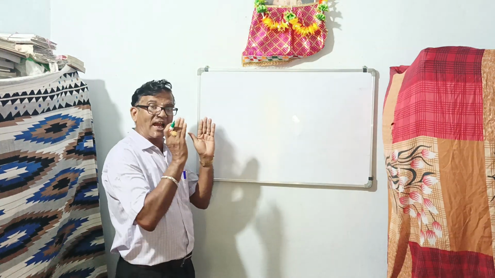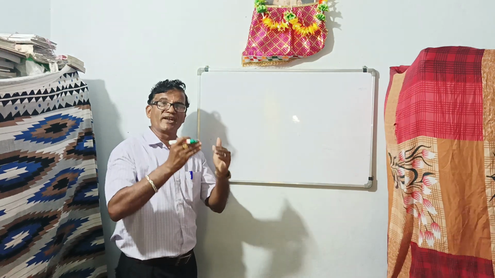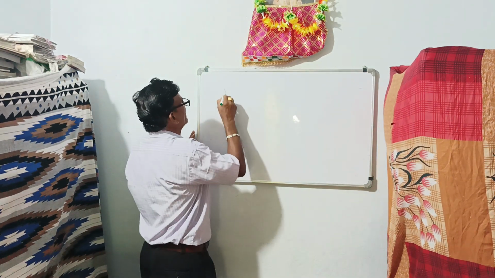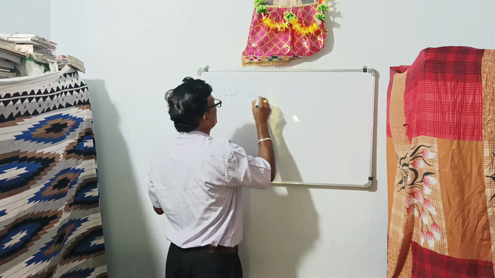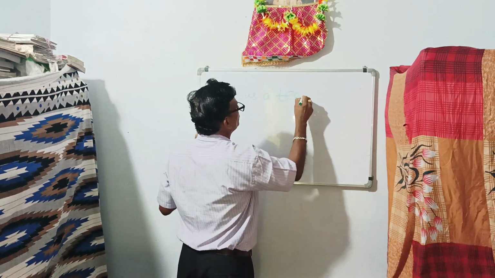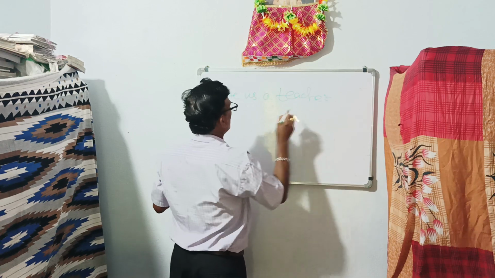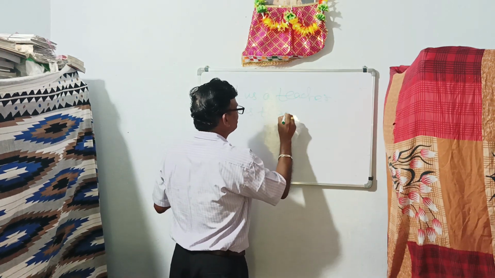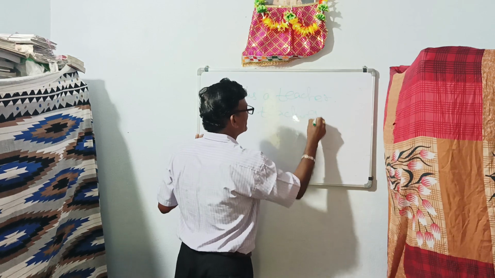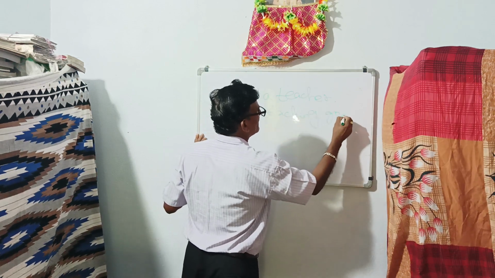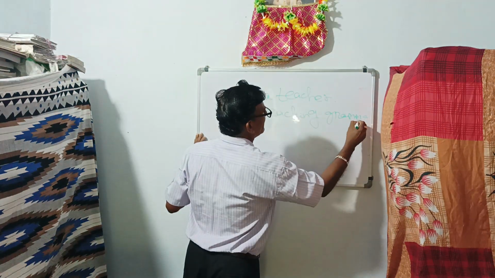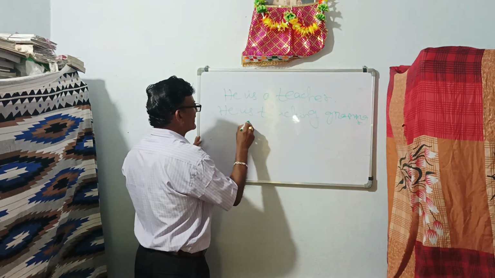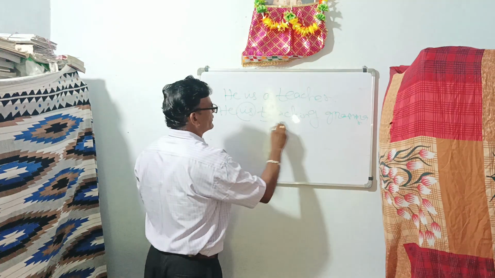Now, a primary auxiliary verb can be used independently without the help of the main verb in a sentence. You see, he is a teacher. He is a teacher. He is teaching grammar. In the second sentence, is is the primary auxiliary verb, teaching is the main verb.